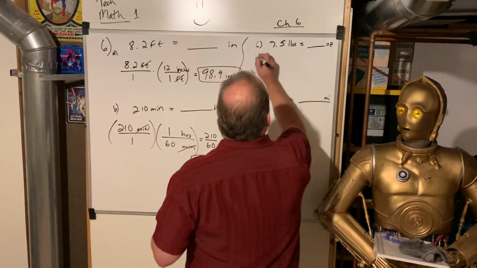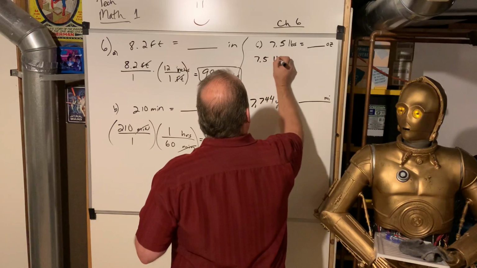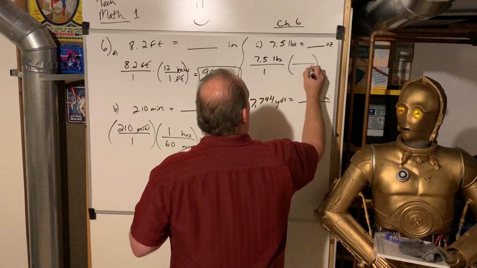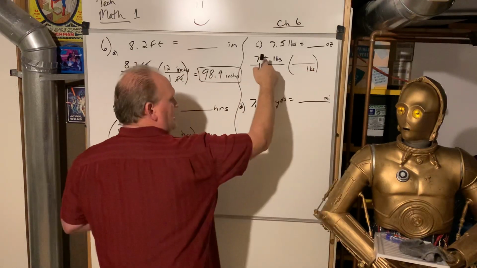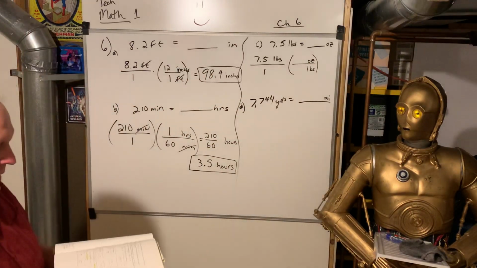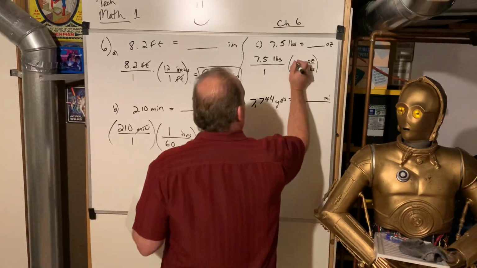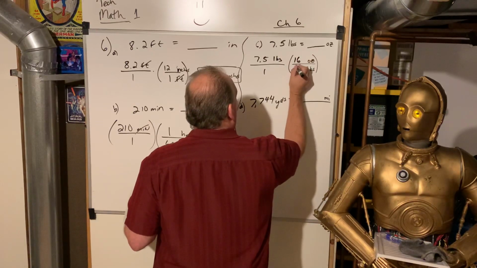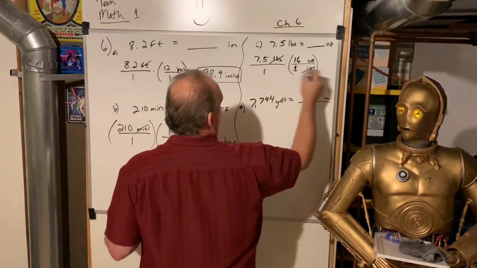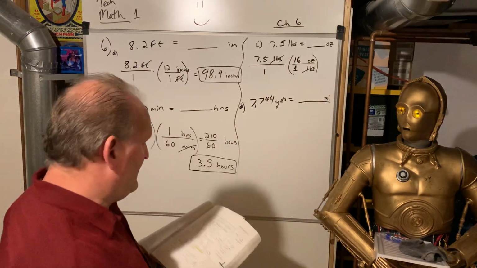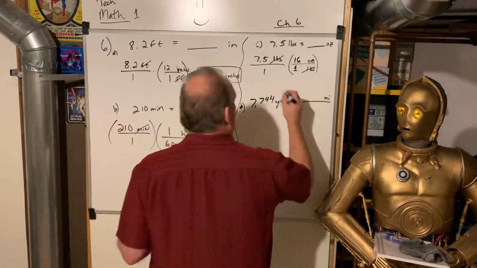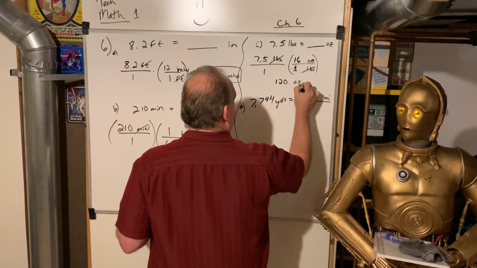All right, so now let's go 7.5 pounds. And I want pounds to go away. So pounds on the bottom, so it cancels. I want ounces to stay, so that's on the top. And now I put in that conversion, 16 ounces is 1 pound, and now the pounds cancel. Top times top, bottom times bottom. It ends up being just 7.5 times 16. That is 120 ounces.